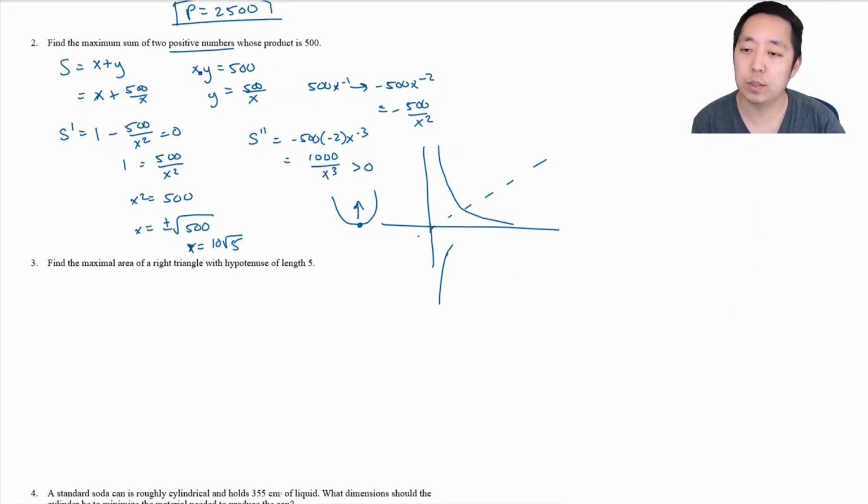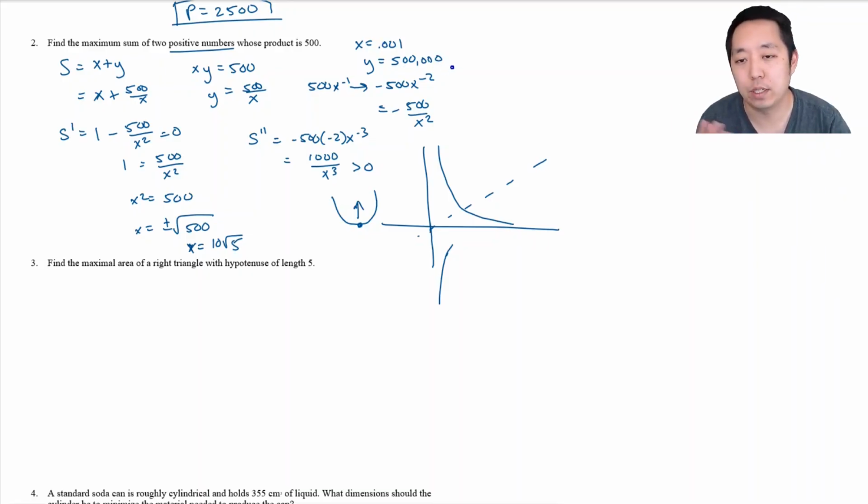I don't know if this makes sense to you, but if x were a tiny number, like 0.001, then y would have to be like 500,000, and then this sum would be like 500,000 and 0.001, right? So to maximize this actually doesn't really make sense. There's no maximum value, because as long as x goes smaller and smaller and smaller, y is going to get bigger and bigger and bigger, and the sum's going to go to infinity. So there is no maximum. It can be any value.